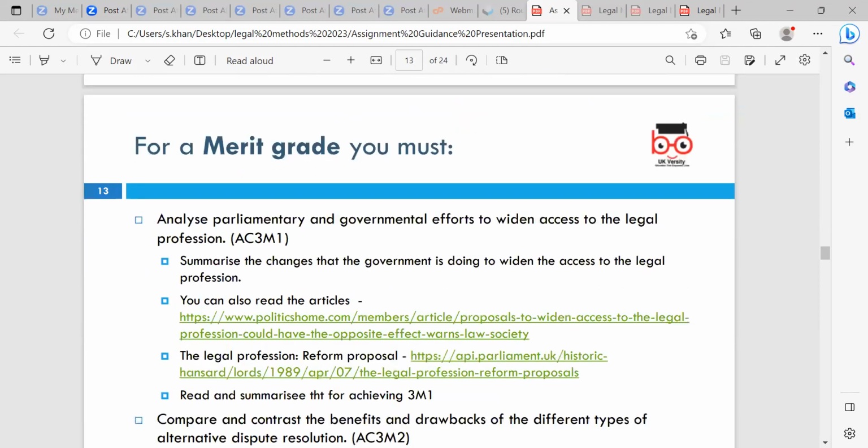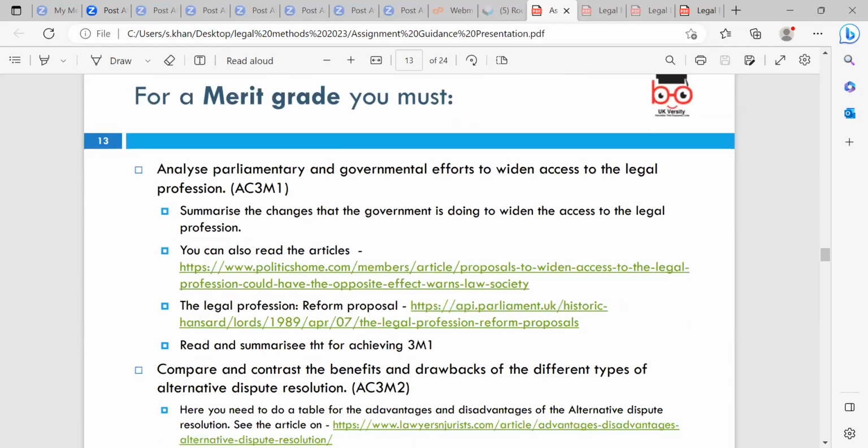For a merit, so this is extension work, okay? You must analyze. But do I have to do the extension assignment, or can I just do that? It's up to you if you want to do it.